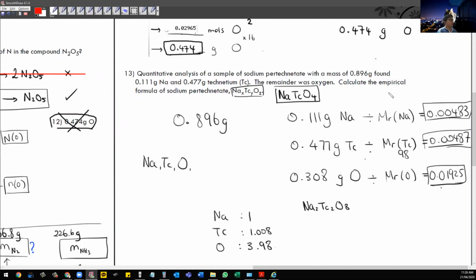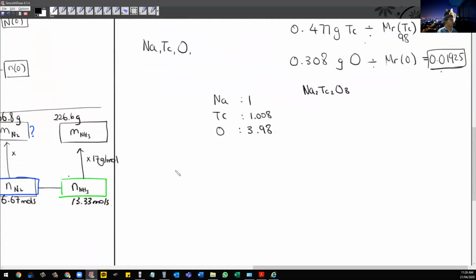Do you guys all know what empirical formula is? No. Empirical formula means experimental formula. So for example, we talked about glucose, right?